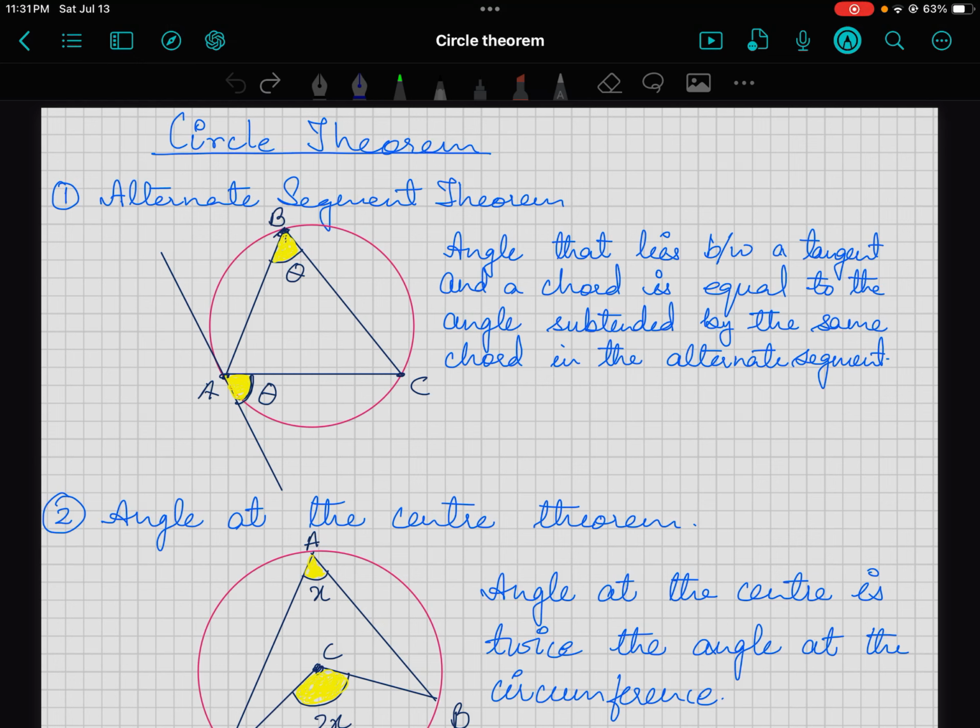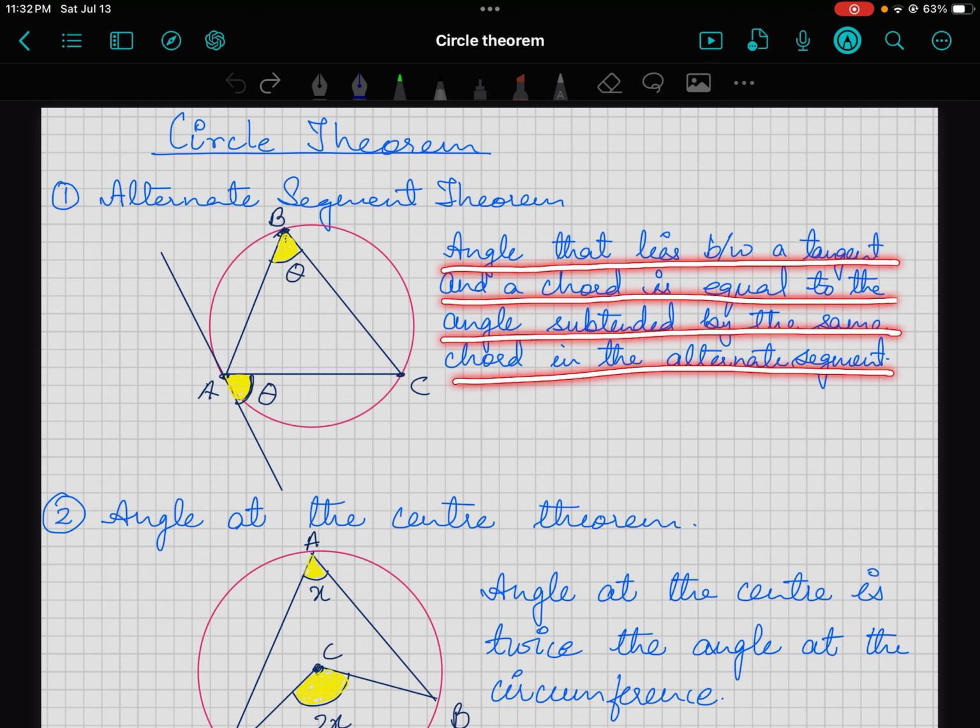Hello everyone. Today we are discussing circle theorem. A few theorems of this chapter. First one is the alternate segment theorem. It states that the angle between a tangent and a chord, the angle that lies between a tangent and a chord, is equal to the angle subtended by the same chord in the alternate segment. That means this angle is equal to this angle.